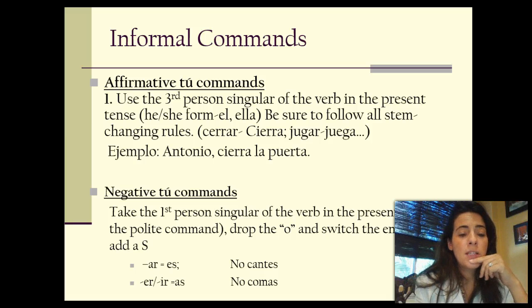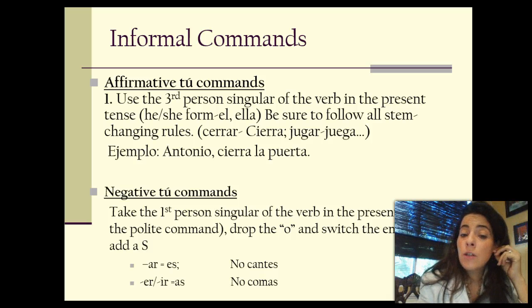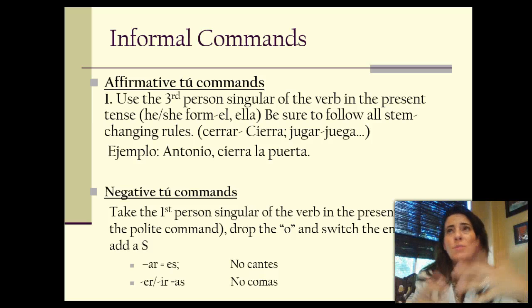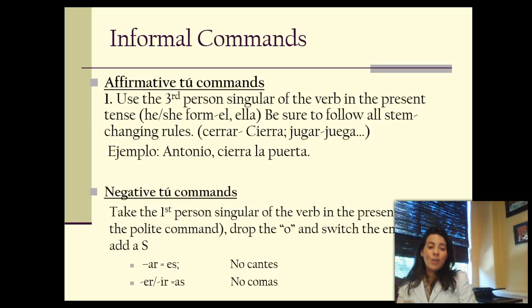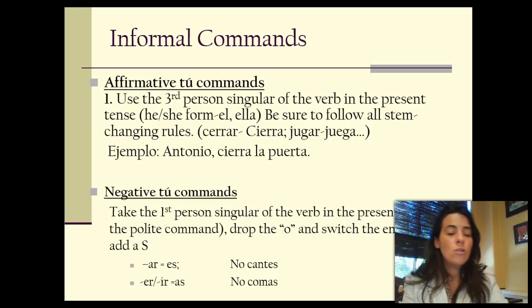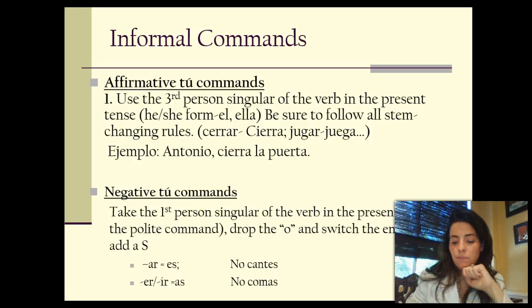For the negative command, it's a little bit different. You have to take the first person singular of that verb in the present, and then you're gonna drop the O and switch the ending. So it's basically like you are doing a polite command, the same thing that we learned about a polite command, but then you're gonna add an S. So no cantes, no comas. So it's the same way the negative command as you create the polite command, but with an S.